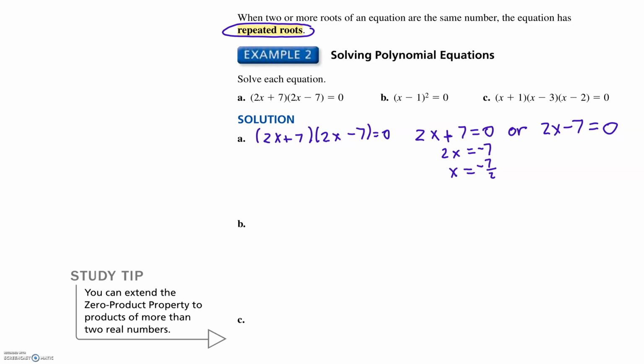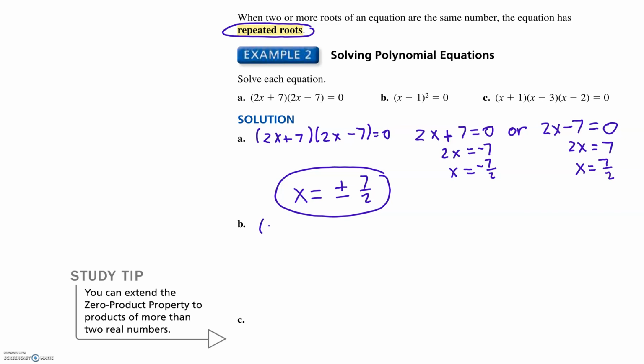For the second equation, 2x minus 7 equals 0, we'll add 7 to both sides, and then we'll divide both sides by 2, get x equals positive 7/2. So we get two solutions. We could write them as x equals plus or minus 7/2. That would indicate that we have two solutions, the positive 7/2 and the negative 7/2.